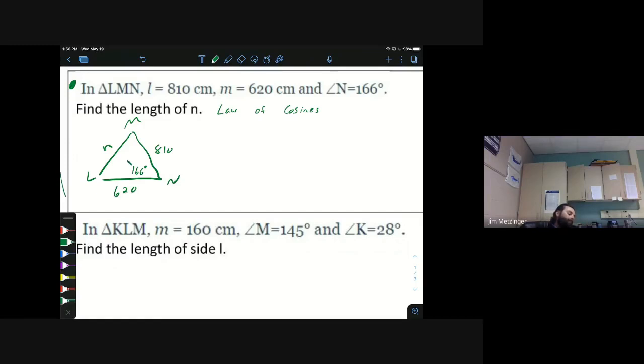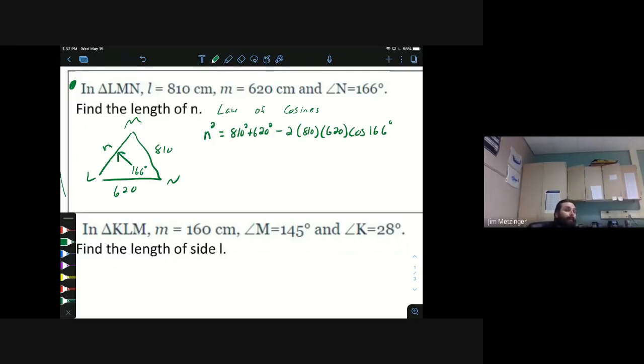So we have the angle, and we don't know the measure of the opposite side. The way the law of cosines works is the side opposite your known angle, in this case N, squared, is equal to the sum of the squares of the adjacent sides minus double their product times cosine of the angle in between them. And then I solve for that.